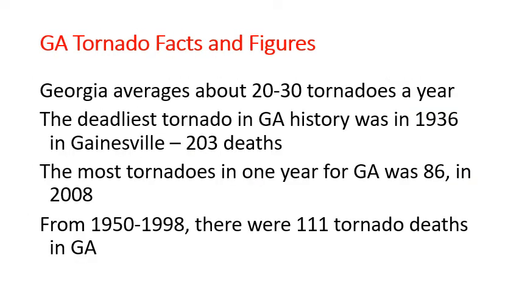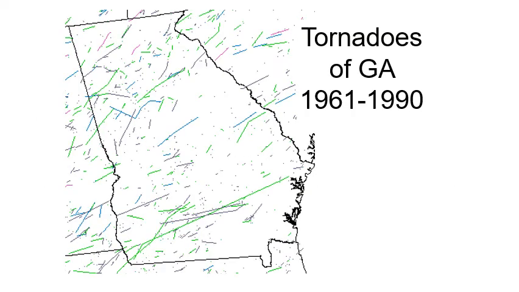Let's look at Georgia. Georgia, we average about 20 to 30 tornadoes every year. The deadliest one in Georgia was 1936, and that was on that list that I showed you before. 203 people died. In 2008, we had a really bad year. We had 86 total tornadoes. And from 1950 to 1998, a span of 48 years, there were 111 tornado deaths. That's over the whole 48 years, average of 2 years. So you can see tornado deaths are going down. There's a track, gives you an idea of where tornadoes occur in Georgia.